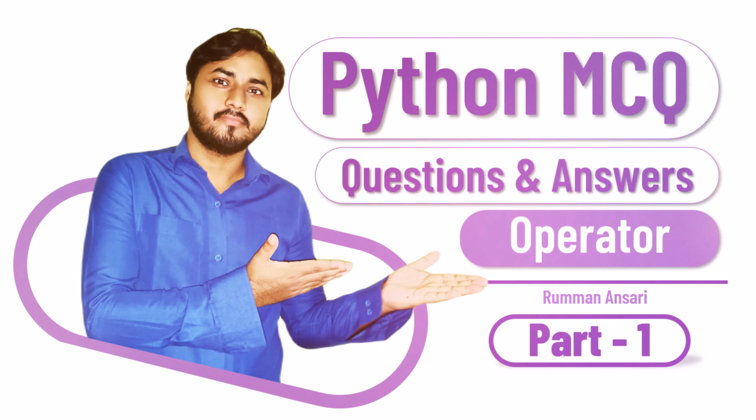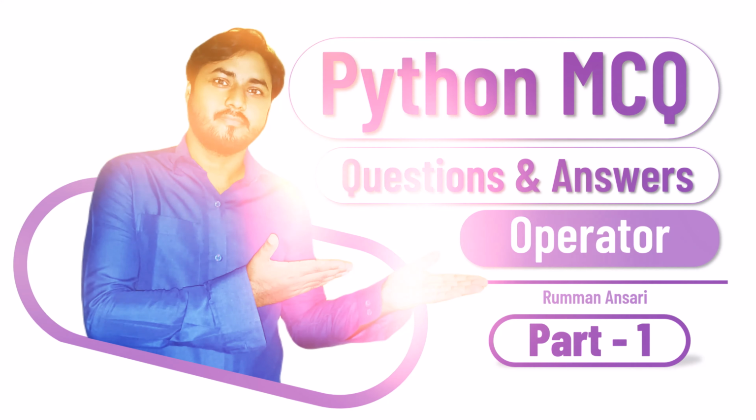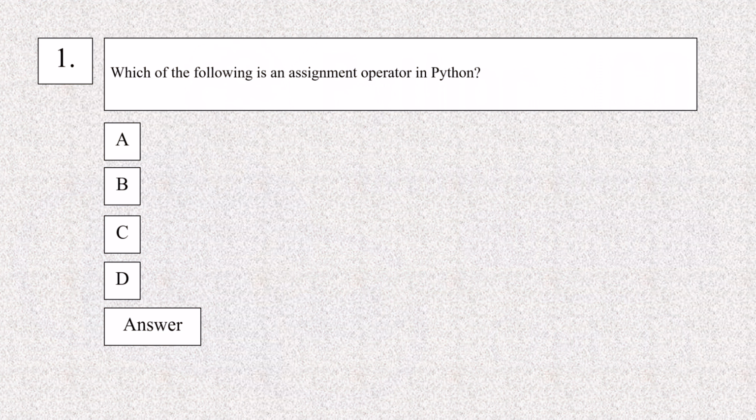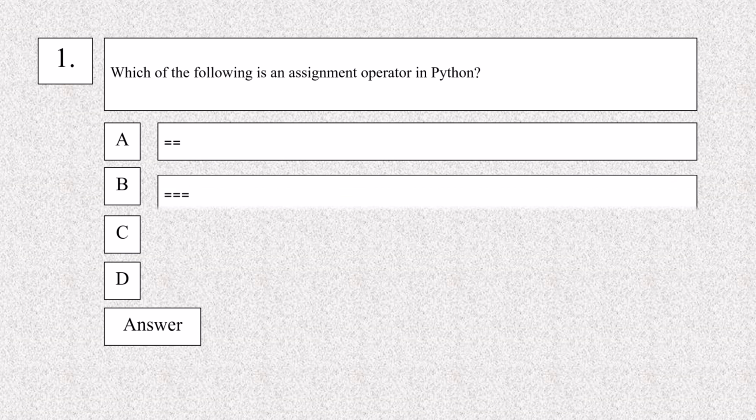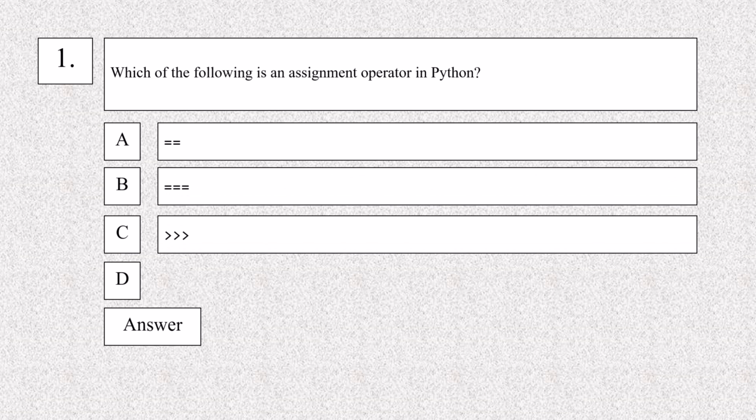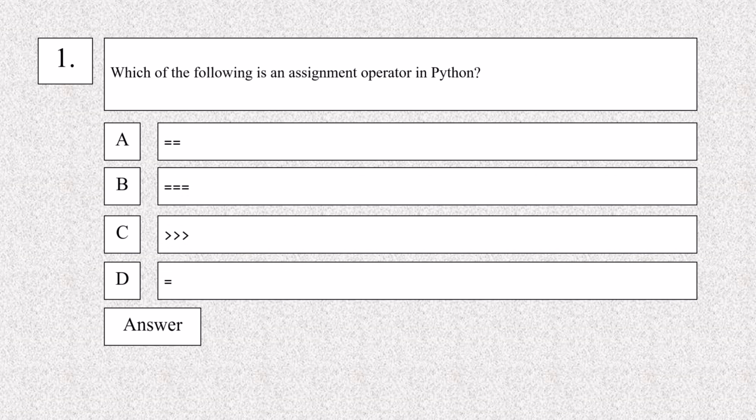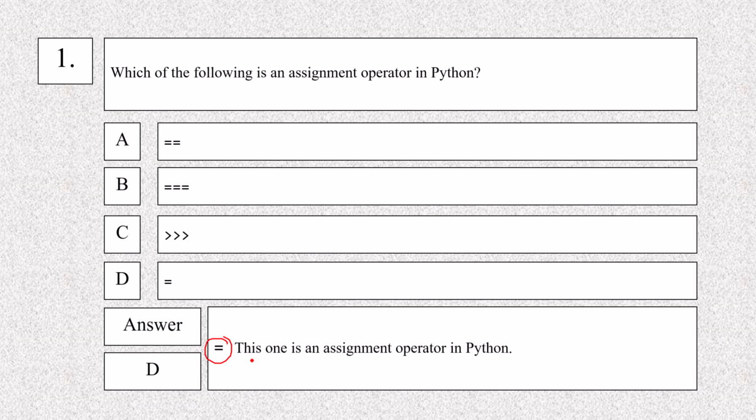In this video, we will talk about operators. So let's start. Here is our first question. Which of the following is an assignment operator in Python? Here is our option A, option B, option C, option D, and the correct answer will be option D. This operator is an assignment operator in Python programming language.